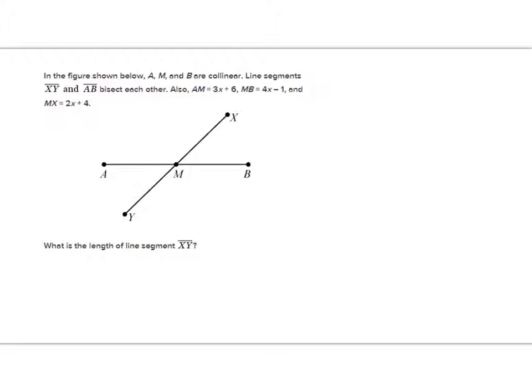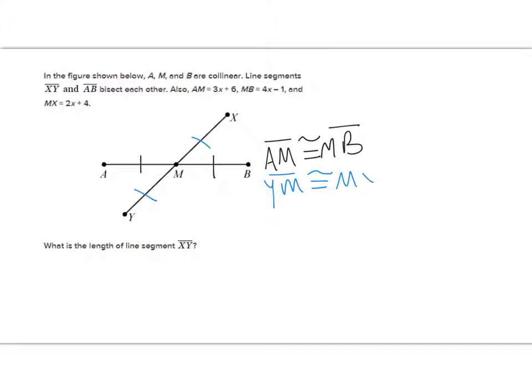So if XY and AB bisect each other, then that means that AM is going to be congruent to MB. Sorry about that. And it also means YM is going to be congruent to MX.